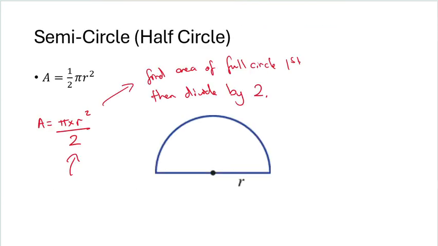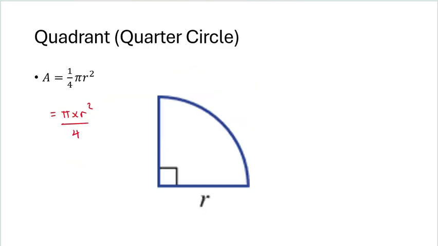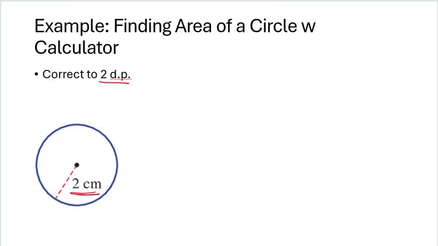Now, area of a semicircle, or half circle, there are two ways to think about it. Just half a circle, or you first find the area of a full circle and then divide it by 2. Same thing as a quadrant, aka quarter circle, so no problems at all. So let's go through one sample here. It says find the area, correct to 2 decimal points. So A equals pi r squared because that's our formula. But first let's determine what our radius is. So our radius is 2 centimeters.